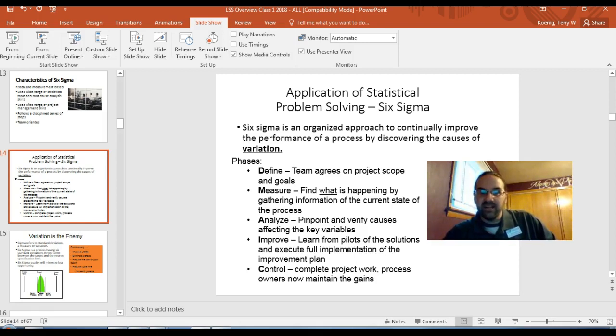All right, so define. It's defining the scope and the goals of a project. What are you trying to accomplish? Then you have to measure it, find out what's happening, gather some information of the current state. And then you analyze it. Grab all these measurements and analyze what you have. Maybe you have to go out and take more measurements and analyze it again. But once you have all that, you can start focusing on improving the current state. And then you need to control it. How are you going to control those improvements? Make sure they stay permanent.